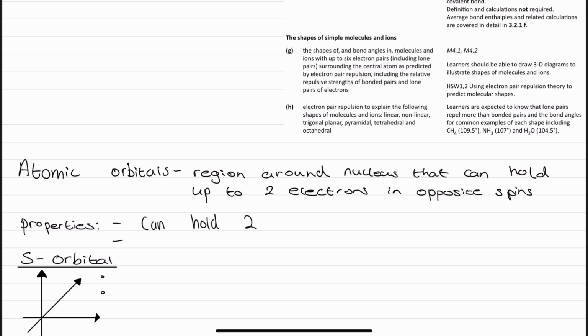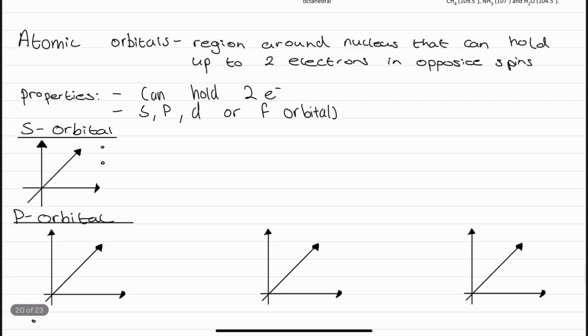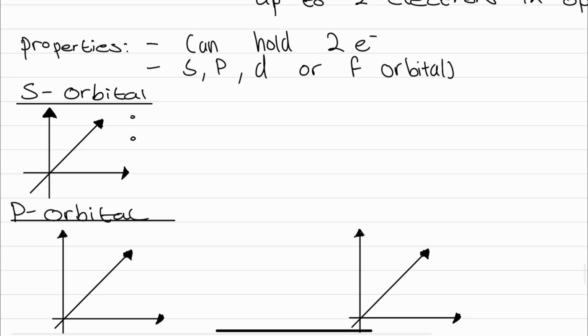Now, the two main properties of these orbitals are that they can hold 2 electrons, as said before, and they're either S, P, D, or F orbitals. Now, these are just different types of orbitals that can contain these electrons, and they're located around the nucleus of the atom. So, let's go into the two main orbitals that I need to know, which is just the S and the P orbital. First things first, the S orbital. It is drawn as just a sphere.